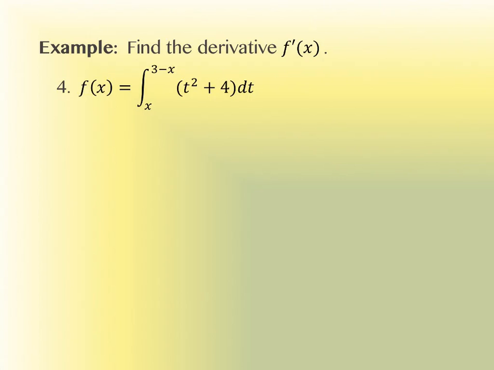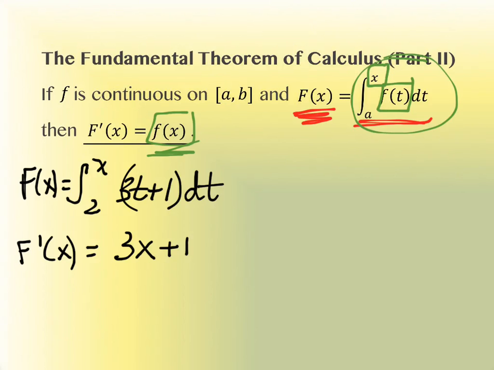X is in the lower bound, and there's an x in the upper bound, right? We have an x in the lower and the upper bound. That's somehow different. And it is, because if you take a look back at this theorem, it flat out has a number down on the bottom. This theorem only works if there's a number on the bottom. I can't have a variable in both places and apply this theorem.